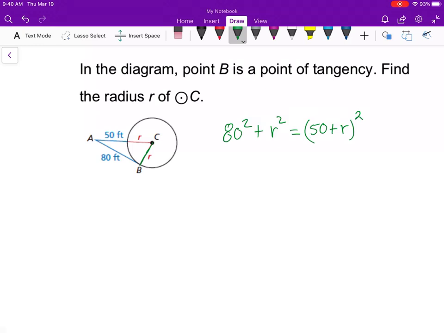Now, to go from here, we just got to do some quick calculations, okay? If we remember, that's 50 plus R times 50 plus R. This is where we want to FOIL. 50 times 50.